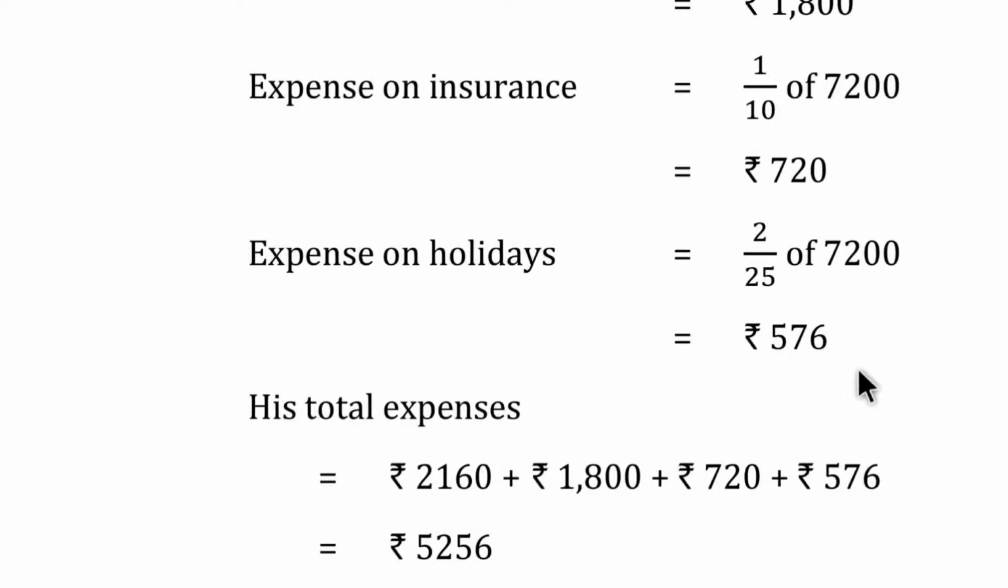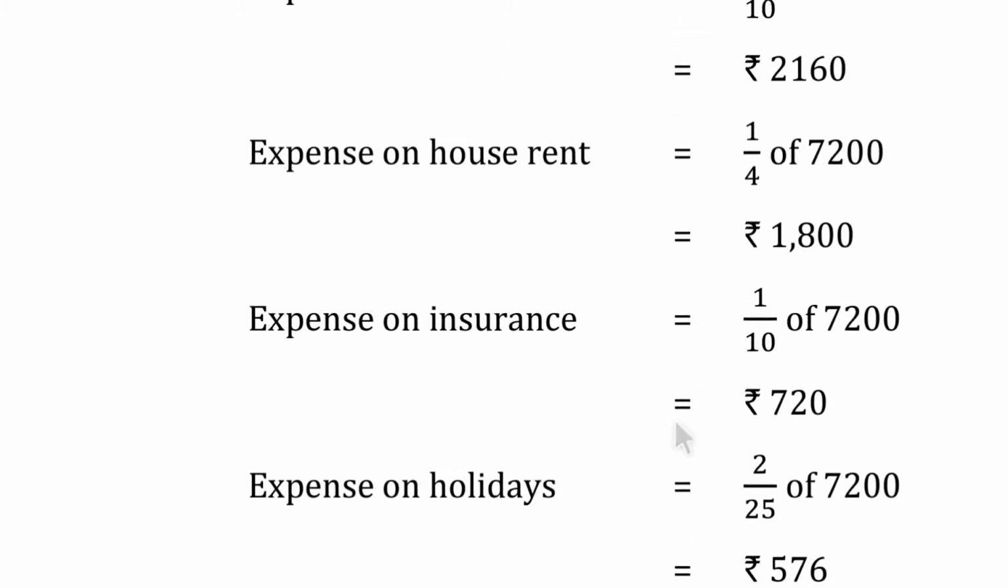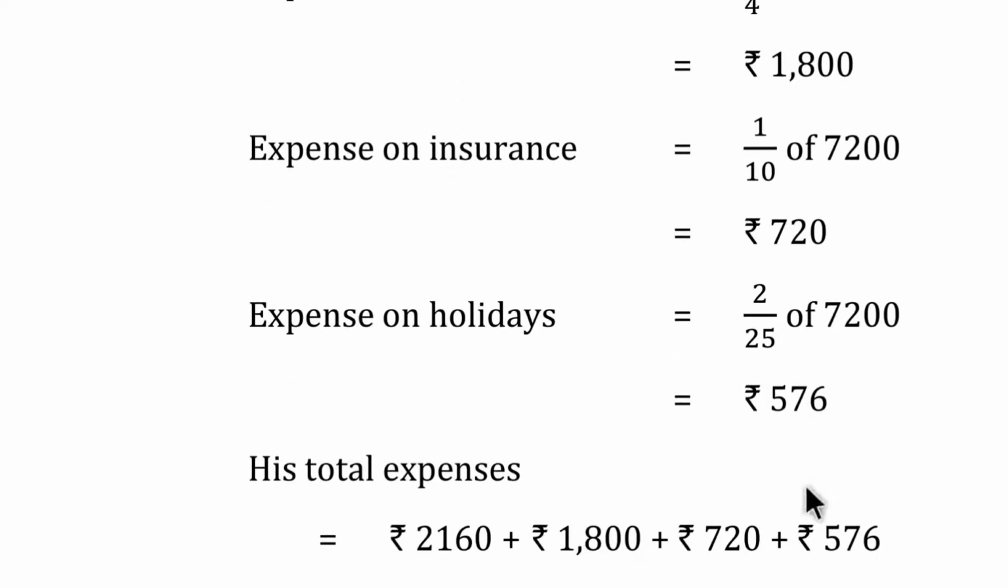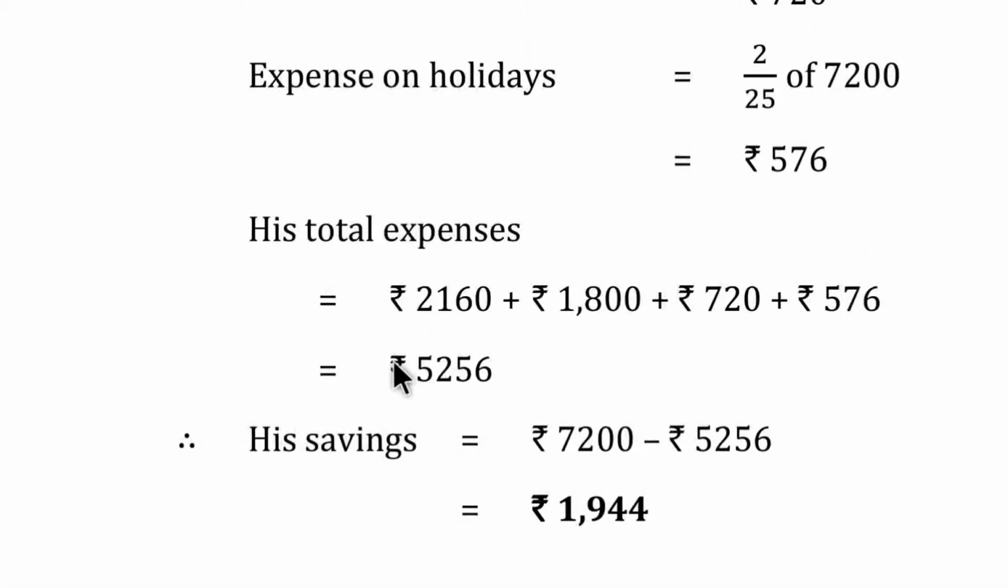So his total expenses, if you see from here, it is 2160, 1800, 720 and 576. So when you add all these total expenses, you'll get 5,256. So his savings will be his income minus his expenses. So when you subtract, you'll get 1,944, and that is the required answer.